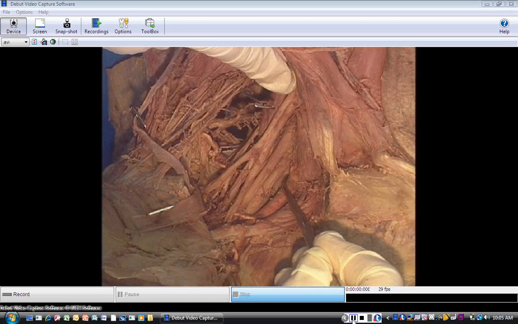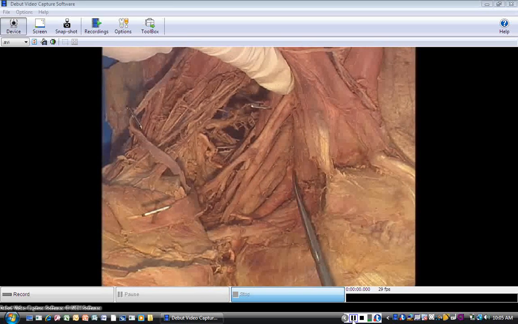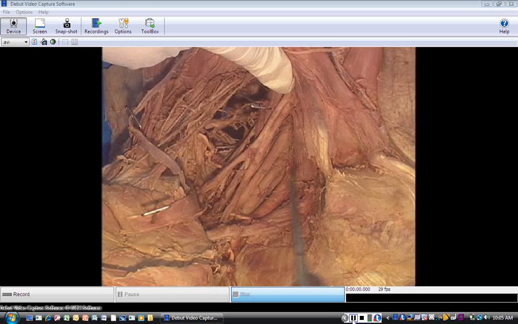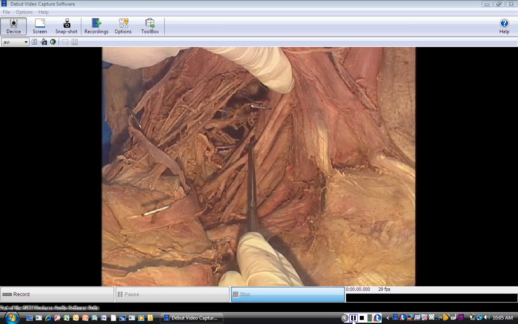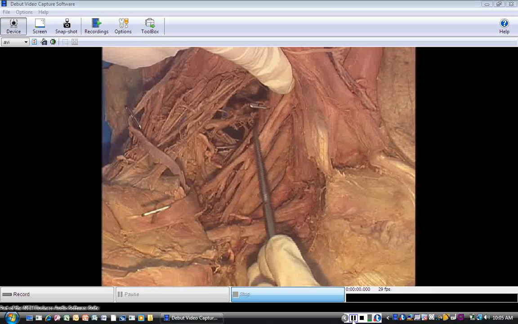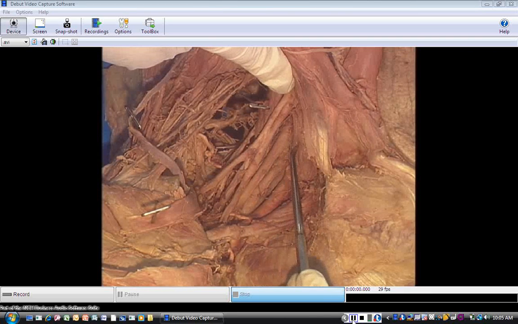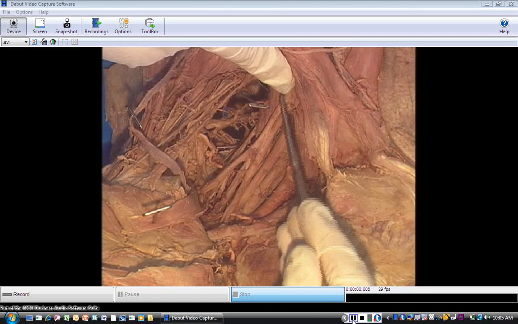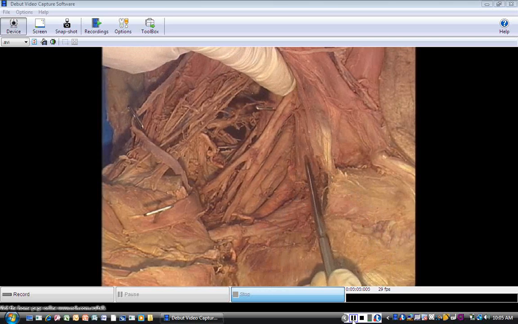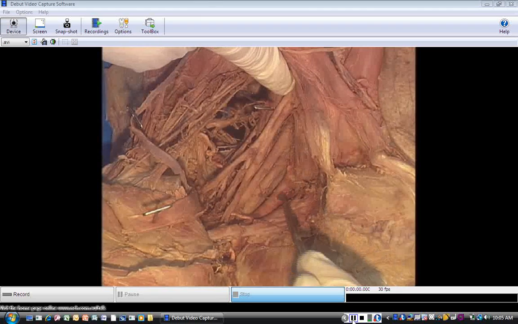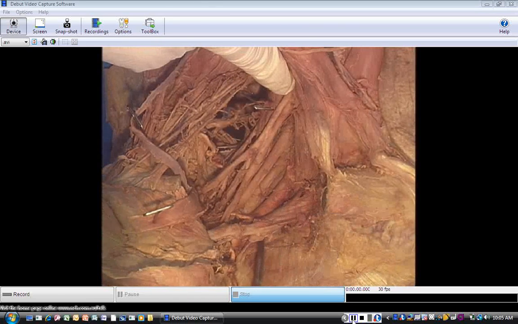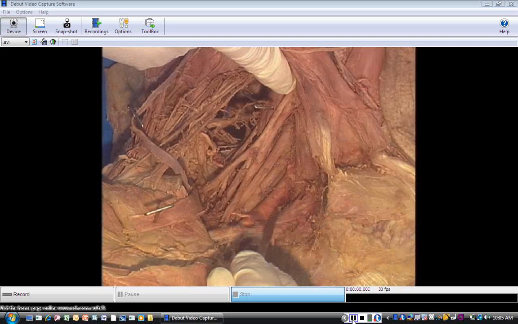C8, and T1. And they're emerging in a space or a triangle between the anterior scalene muscle and the middle scalene muscle. That's called the interscalene interval or the interscalene triangle. So the borders of that triangle would be the anterior scalene, the middle scalene, and then the first rib. The first rib is going to be right down here.